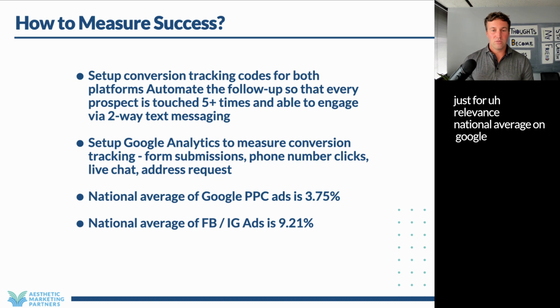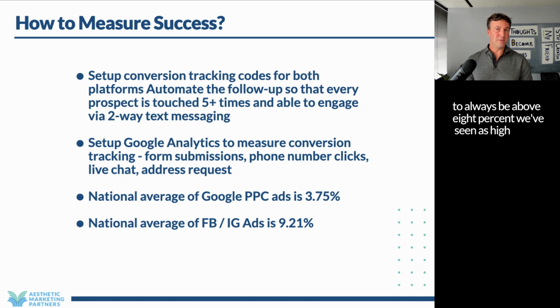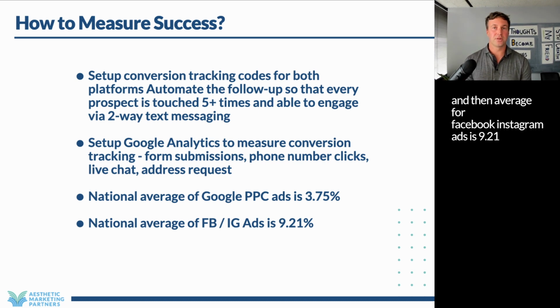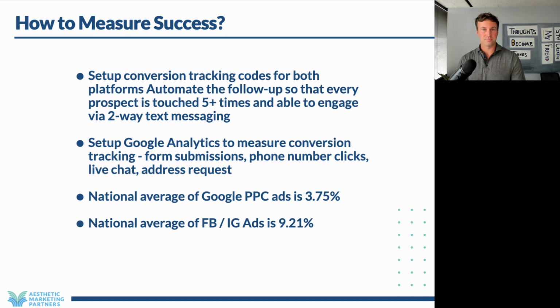Just for relevance, the national average on Google pay-per-click ads is 3.75%. For our clients, we try to always be above 8%. We've seen as high as about 18%, depending on market, competition, and so on. But if you're above 3.75%, you can feel good that you're doing better than the national average. And then the average for Facebook and Instagram ads is 9.21%. So a little bit higher conversion rate there for Facebook and Instagram.